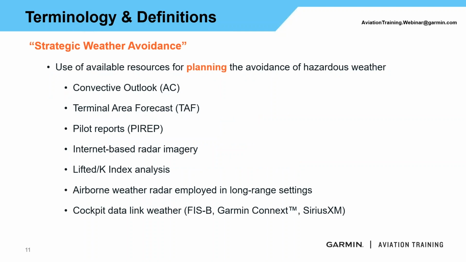Strategic weather avoidance and tactical weather avoidance is what we are going to be referring to today. The two different ones there, strategic being more of the planning. So using your ground-based tools, convective outlook, TAFs, PIREPs, your internet-based radar, however you're getting that information, and then the airborne weather radar whenever you're employing long-range settings. So that's strategic. I am planning out what's out in front of me for weather avoidance.